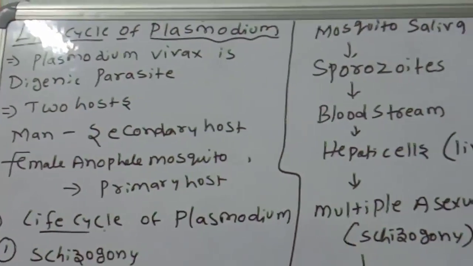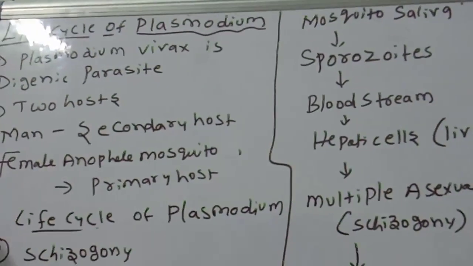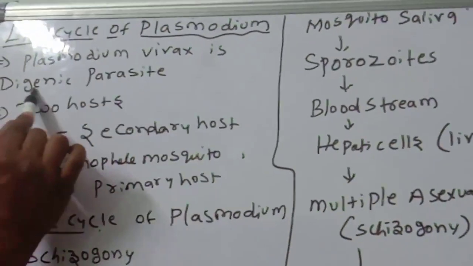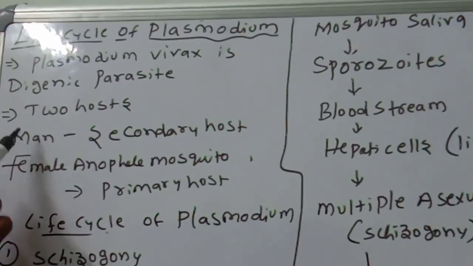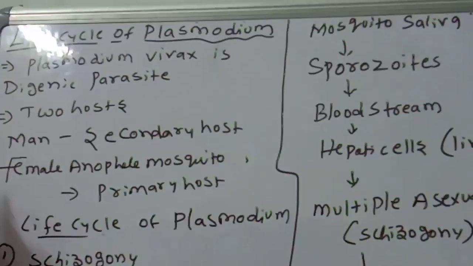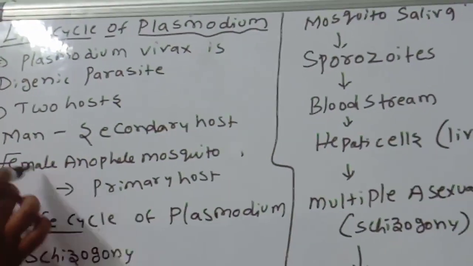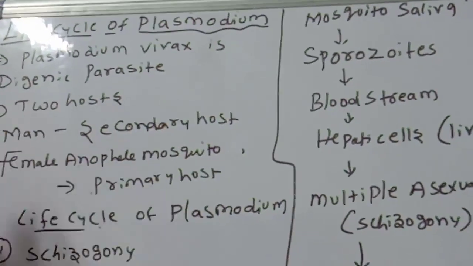Children, very good morning. Here we are discussing Plasmodium vivax. Plasmodium vivax is a digenetic parasite. There will be two hosts. What are they? Man is the secondary host, and the female anopheles mosquito is the primary host.